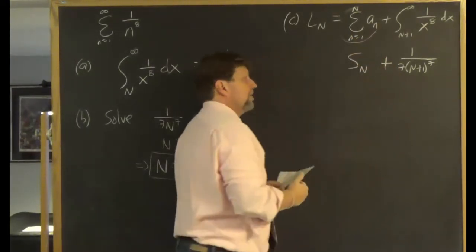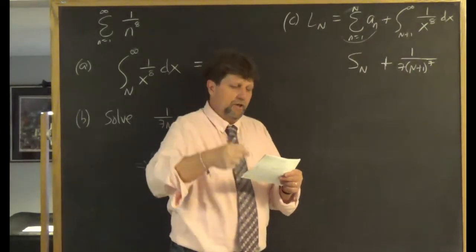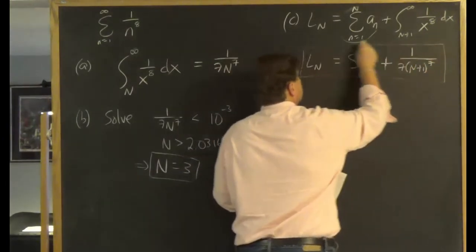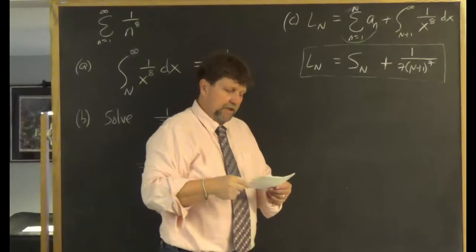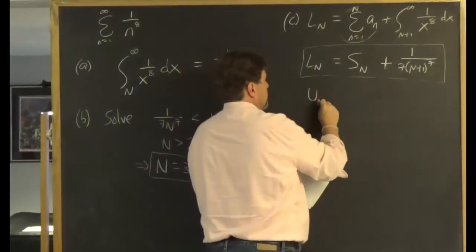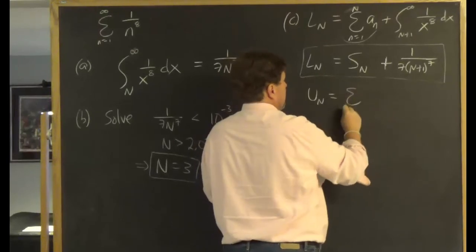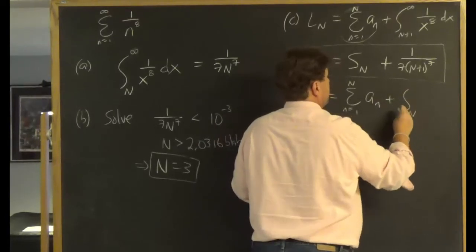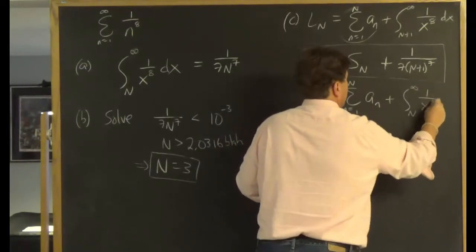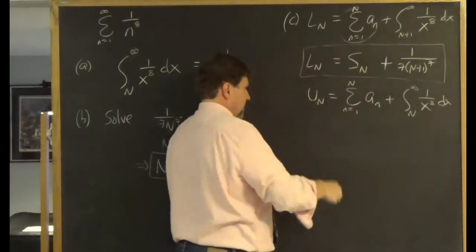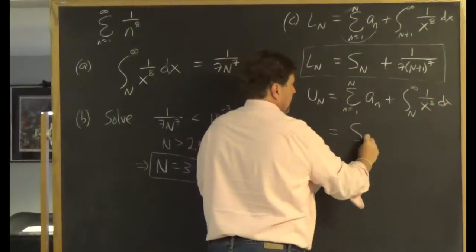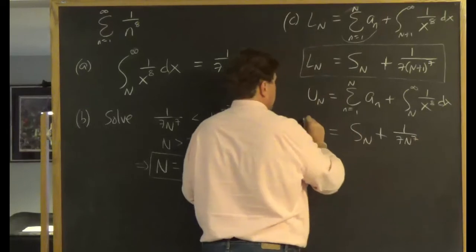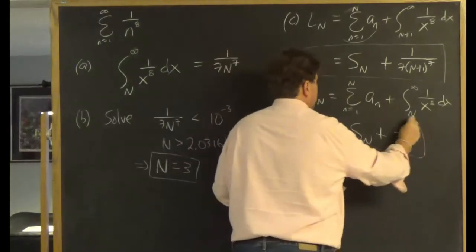Remember, this here is the Nth partial sum. It's the sum of the first N terms. So we now have an expression for the lower bound, and an expression for the upper bound, that U sub N. Remember, that's the sum from n equals 1 to N of a sub n plus the integral from N to infinity of 1 over x to the 8th dx, which is the Nth partial sum plus 1 over 7N to the 7th. So that's our upper bound.